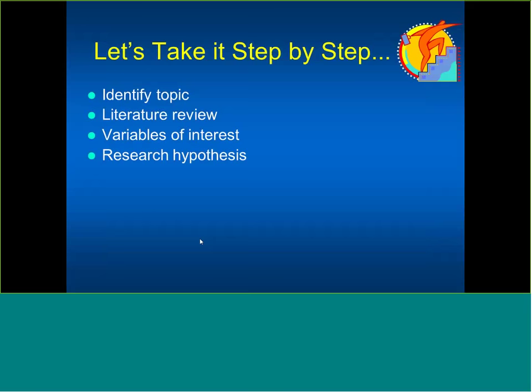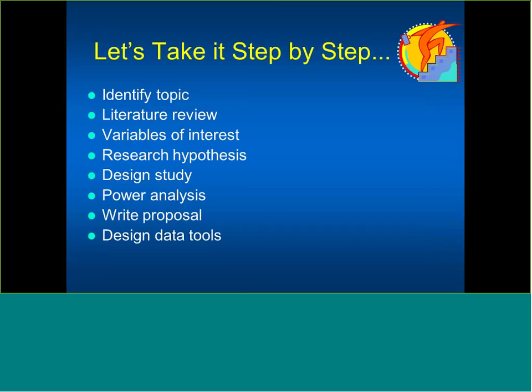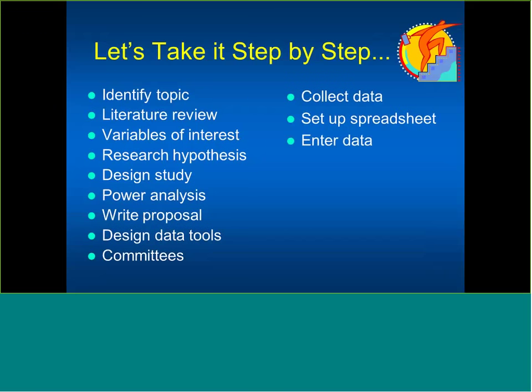Variables of interest have to be defined. You have to come up with a testable research hypothesis, design your study, do what's called a power analysis to see how many subjects you need, write a research proposal or protocol, design data collection tools, go through your various committees, such as the IRB, if it needs review, collect your data, set up a spreadsheet to enter your data, and then actually enter your data. You can perform a statistical analysis, which I'm going to be talking about today. And hopefully you have somebody at your institution to help you with this.